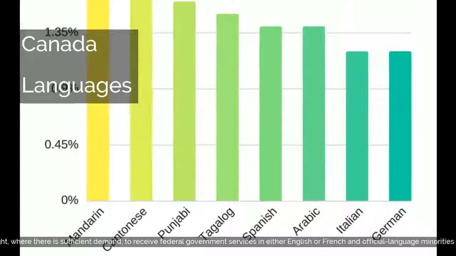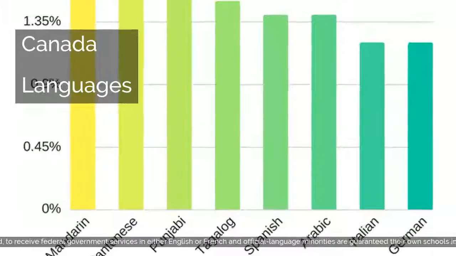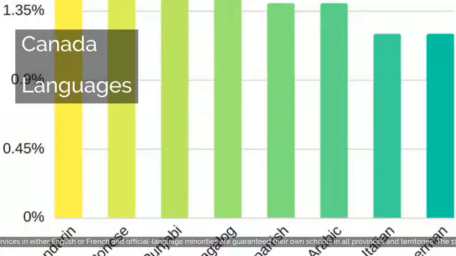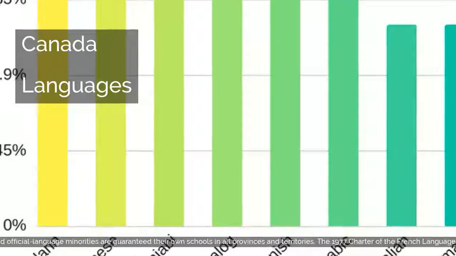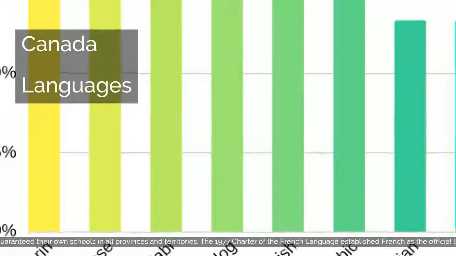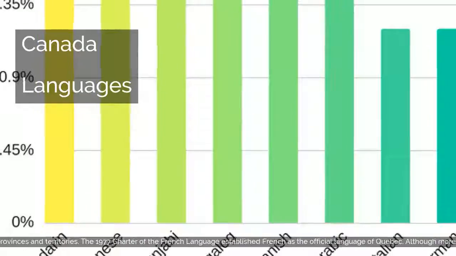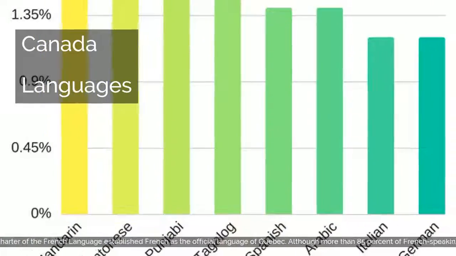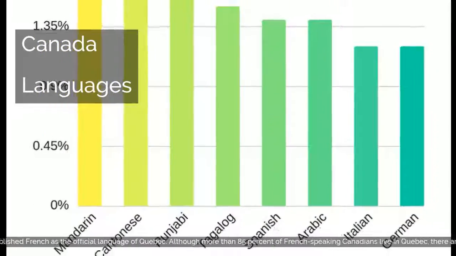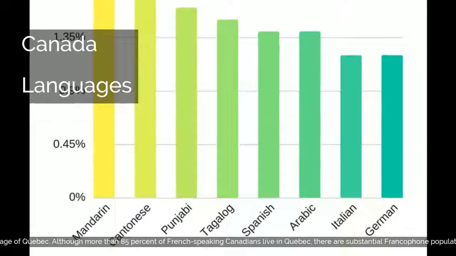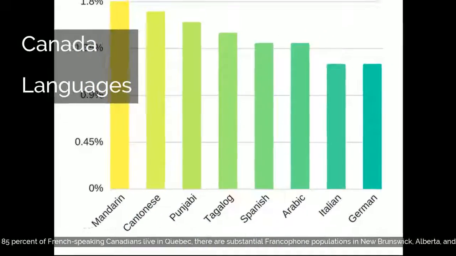16 of the Canadian Charter of Rights and Freedoms and the Federal Official Languages Act. English and French have equal status in federal courts, Parliament, and in all federal institutions. Citizens have the right, where there is sufficient demand, to receive federal government services in either English or French, and official language minorities are guaranteed their own schools in all provinces and territories.